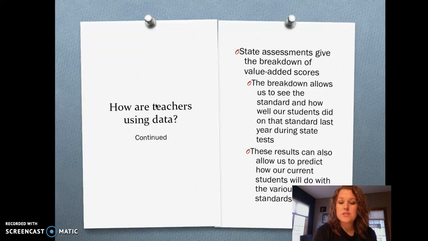The breakdown allows us to see how well our students did on each standard last year during the state tests. These results can also allow us to predict how our current students will do with the various standards by the end of this year. Or I can look back at the standards from last year, like my current freshmen, when they took it as 8th graders, just to see the standards that some of them need to work on, and I can take that into account with my instruction with them this year.